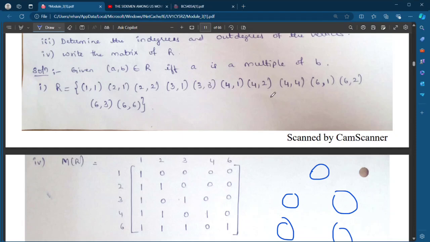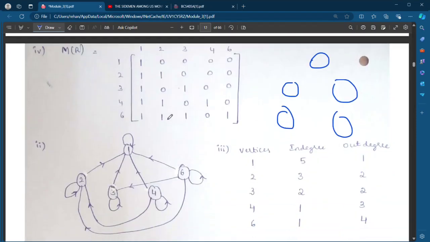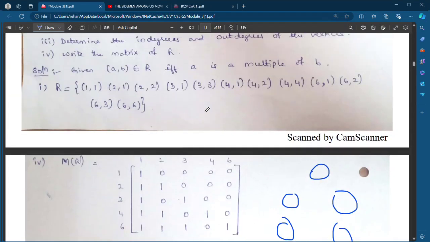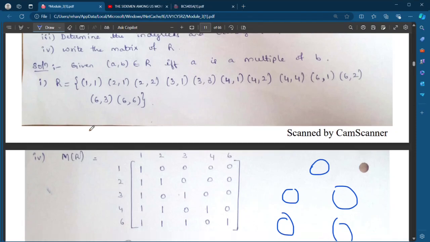See, these are there. So 1 to 1, one self loop. 2 to 1, 2 to 2, one self loop. 3 to 1, 3 to 3, one self loop. 4 to 1, 4 to 2, 4 to 4. Okay, almost all the nodes have one self loop. Then everything has one out degree or in degree. 1, 2, 3, 4. How many in degrees for 1? Okay, there are 5 in degrees. See, 1 to 1 is there, 2 to 1, 3 to 1 is there, 4 to 1 is there, 6 to 1 is there. Okay, 1, 2, 3, 4, and 5, find it like that.